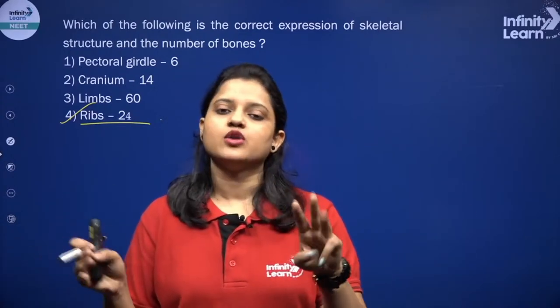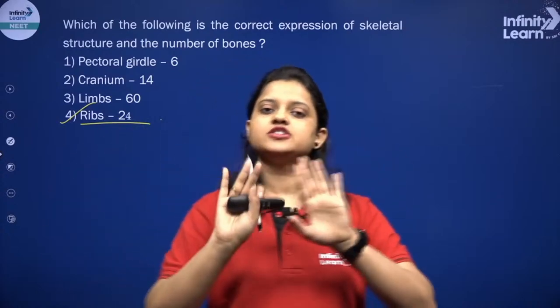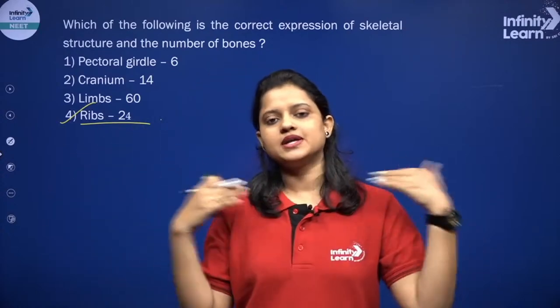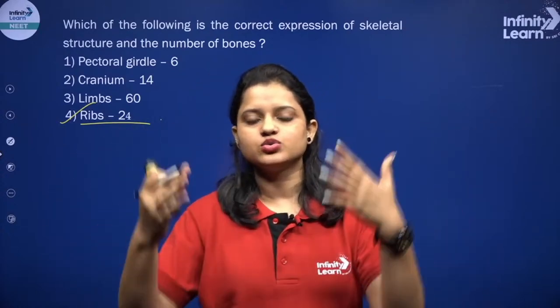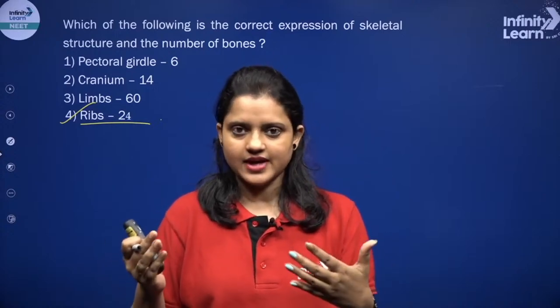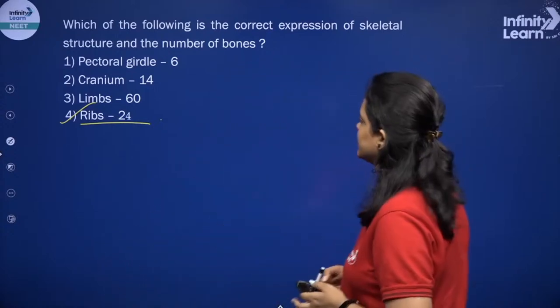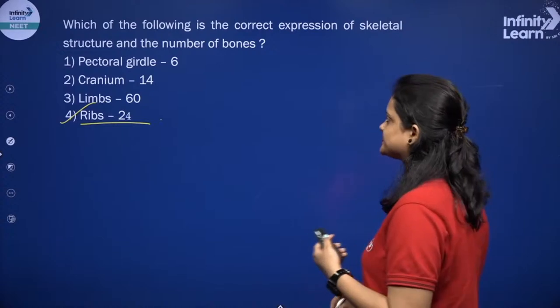3 pairs are known as false ribs. They are attached dorsally to the vertebral column, but anteriorly they are not connecting to the sternum directly, right? So that's why they are known as false ribs, right? So correct option here is the 4th one.